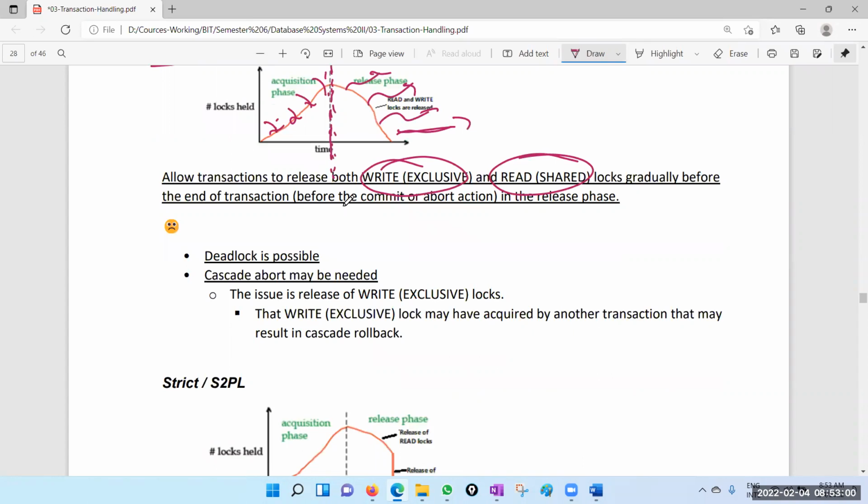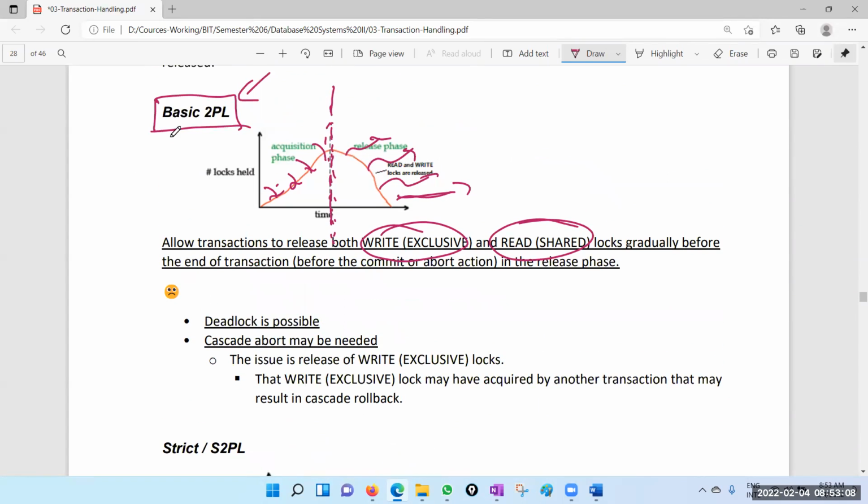So anyway, in all these three tactics, the deadlocks are possible. Okay, deadlocks are anyway possible. But in this approach, the cascade abort may be needed. I explained to you what is meant by cascade abort last time. So that possibility is there in basic two-phase locking.